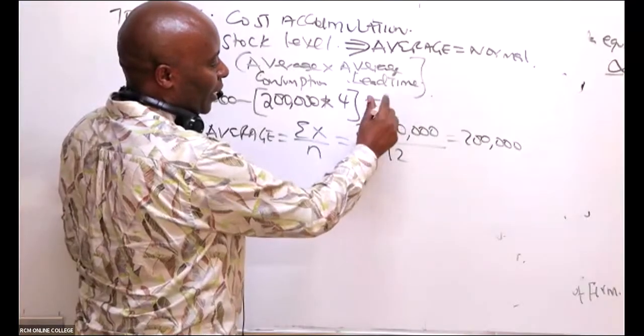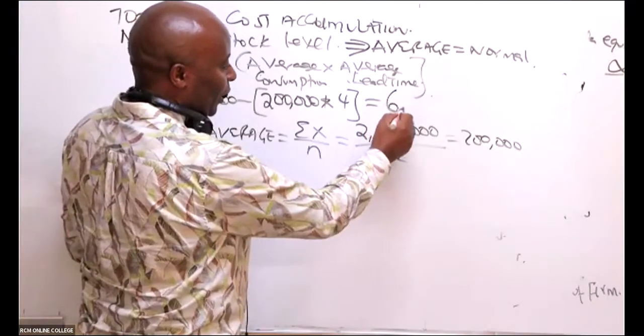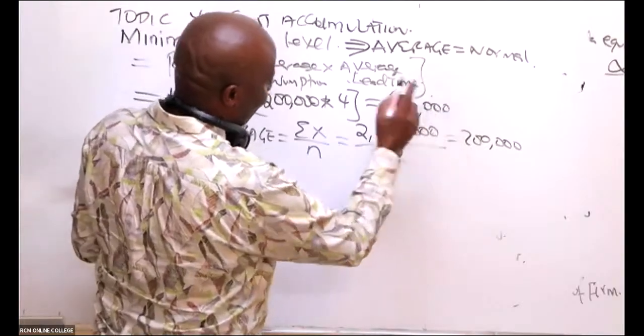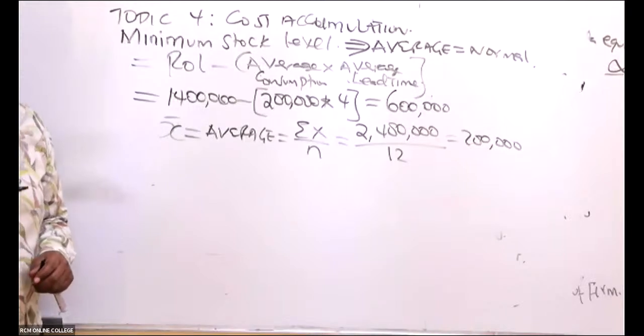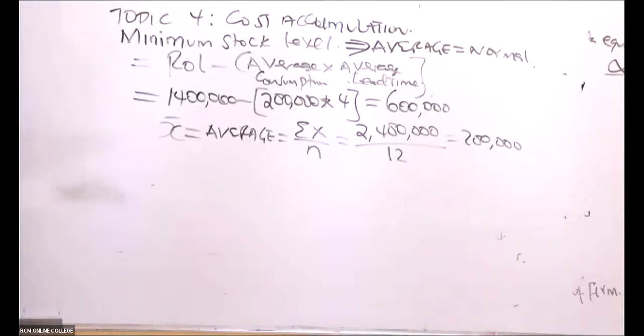What figure shall we get? The final answer is 600,000. Thank you so much. Now I would want you to listen to me very, very carefully.